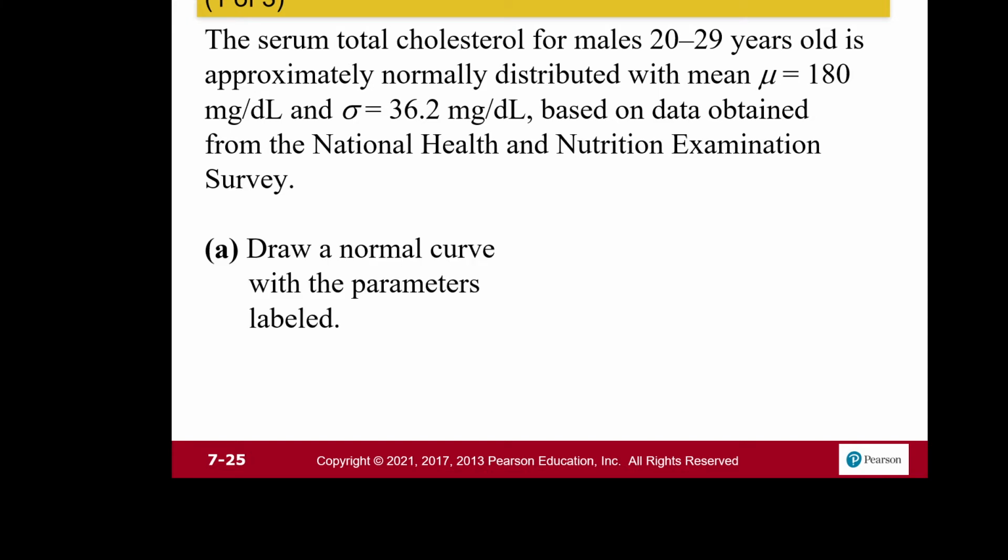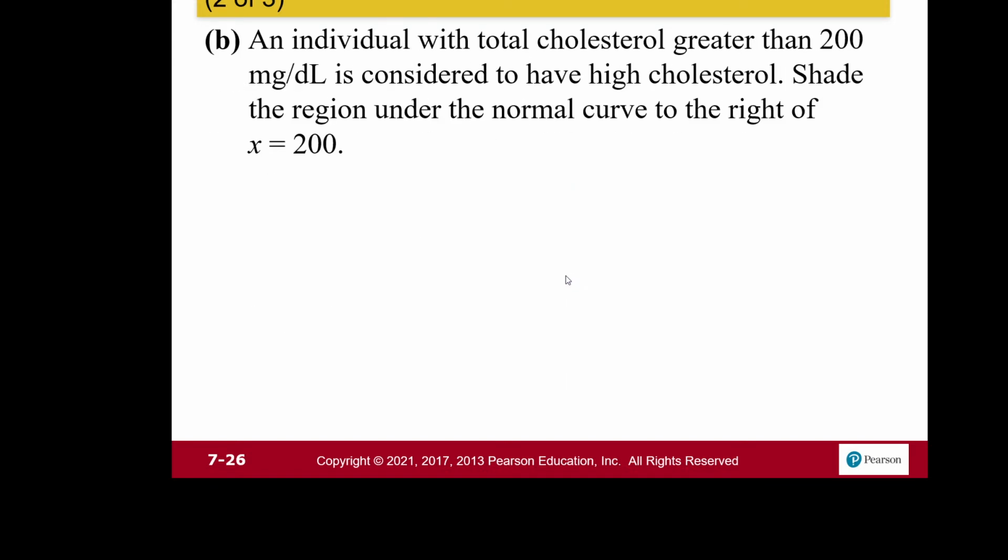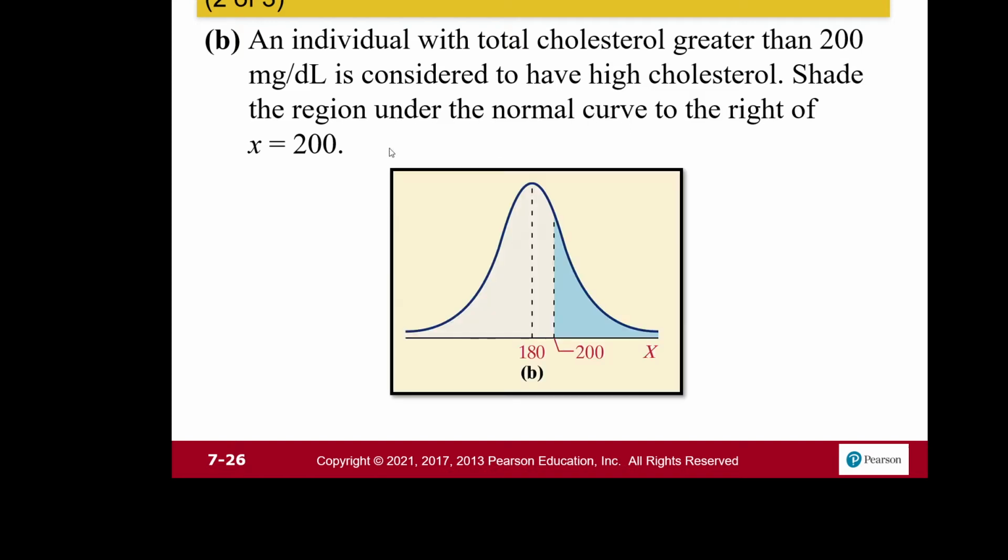Draw a normal curve with the parameters labeled. That's good enough. And now here's a question. It says an individual with total cholesterol greater than 200 is considered to have high cholesterol. Shade the region under the normal curve to the right of 200.